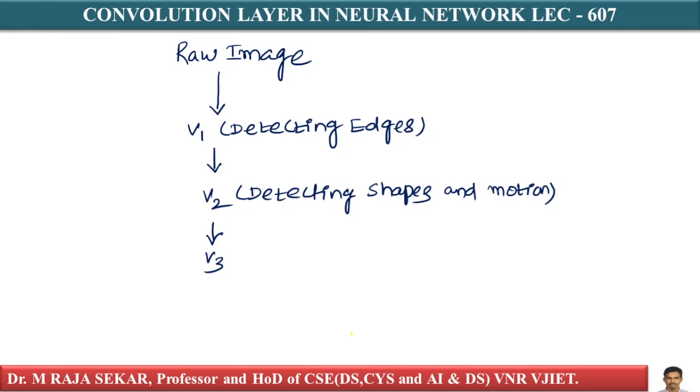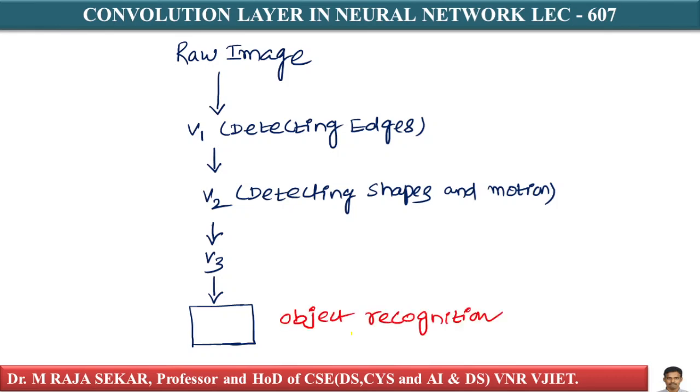What is the brain doing? I have the raw image that my eyes see. V1 was detecting, let me assume, edges, V2 was detecting shapes and motions, things like that, and so on and so forth. In the last layer, somewhere here, I actually do object recognition.